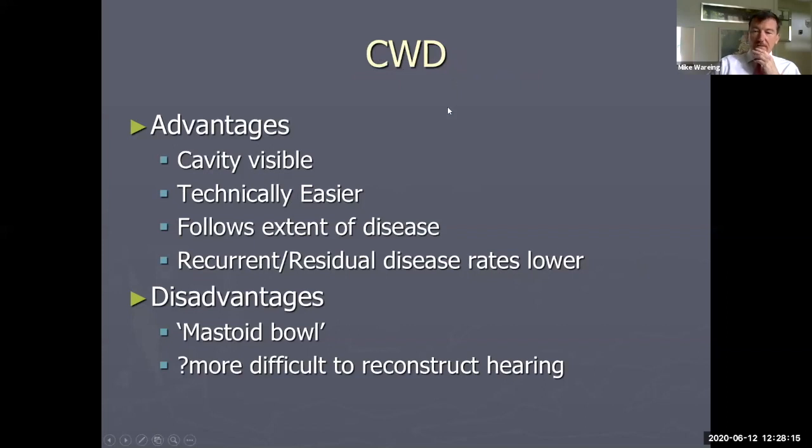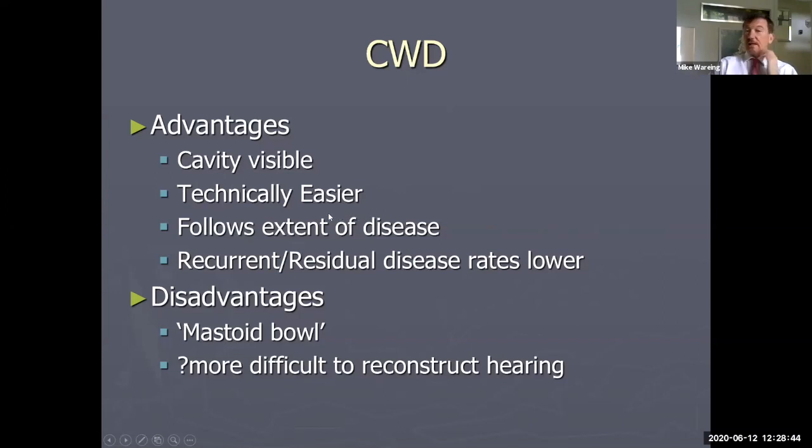So canal wall down. What are the advantages of canal wall down? The cavity is visible, so you can inspect the cavity and you can look at it afterwards. That's a good thing. That may also be a bad thing because you may end up with a cavity that may discharge. It probably is technically easier to do a canal wall down procedure. There are some difficulties with a CAT that we'll come on to talk about.